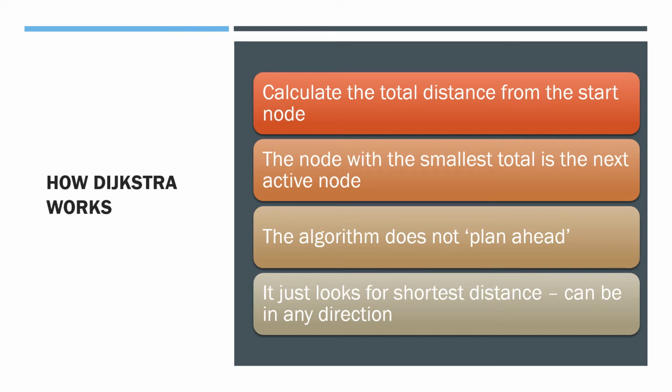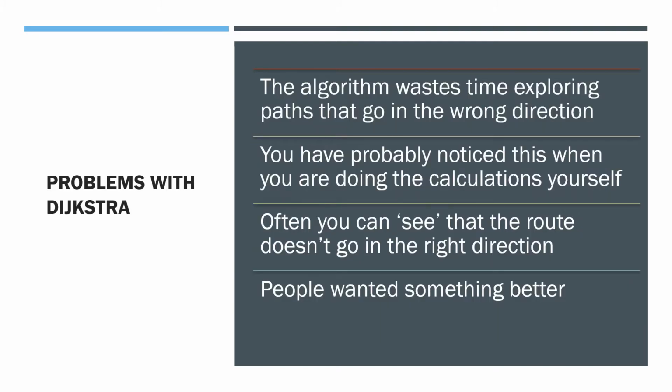So you could be heading in completely the wrong direction. The computer wouldn't know. You just keep calculating these short routes until one of the short routes happens to hit the target node. That means that Dijkstra wastes time exploring paths that go in the wrong direction.